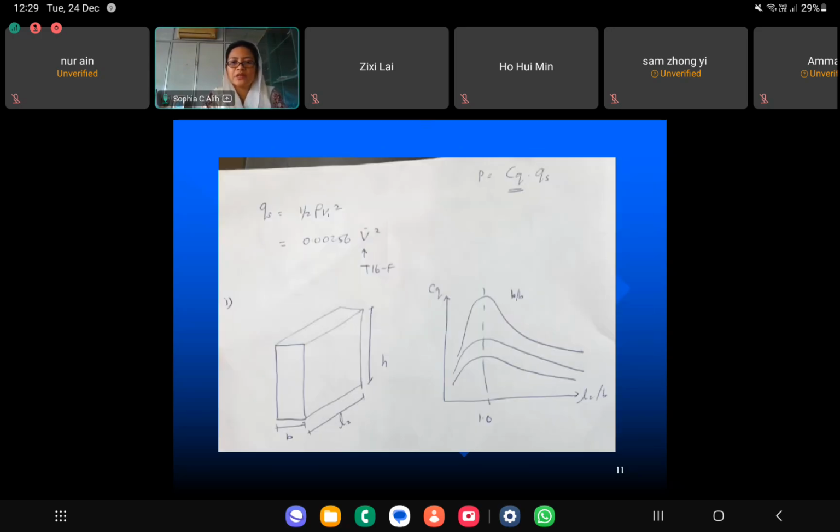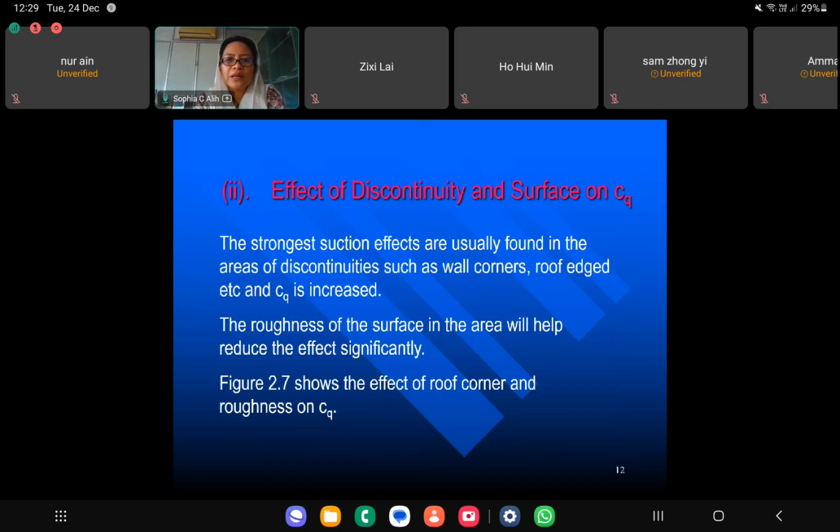So this is only the one that I check with you. And the other one is the effect of discontinuity and surface on CQ. Also, the code gives you the effect of discontinuity. What it means is that if you are on the roof corner, the CQ is going to be higher. I'm sure that you have been in a rooftop restaurant, right?